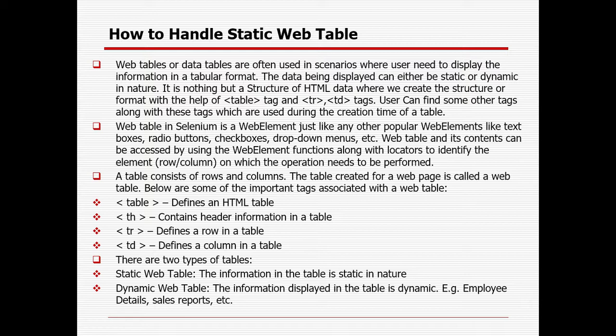So the records will not be fixed, even the number of rows will not be fixed. The number of columns may be fixed, but the number of rows can increase and decrease, right? So these are the different details about the tables. Then how will we handle the table, right? That is the question. Whenever we are associating a table, it will be table header, table row and table columns.